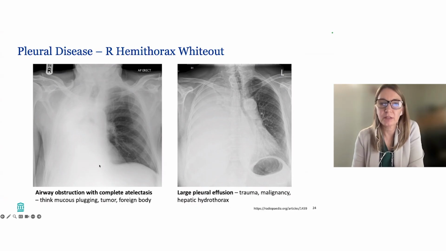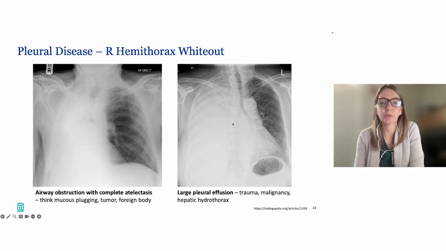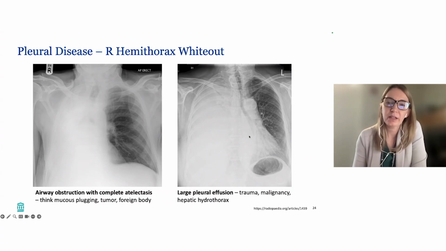You can tell this because the trachea is deviated towards the area of whiteout, indicating volume loss. In addition, and it is somewhat hard to see on this chest x-ray, but the ribs on the affected side are closer together. This is in contrast to the image on the right, where the trachea is deviated away from the affected side, and the ribs on the side of the complete whiteout are splayed apart. This indicates a large pleural effusion. Effusions large enough to cause mediastinal shift are often from trauma or malignancy. In some cases, hepatic hydrothorax can also cause effusions this large.